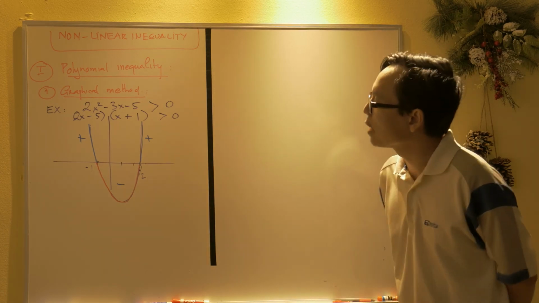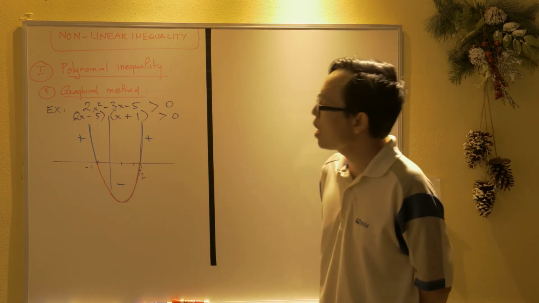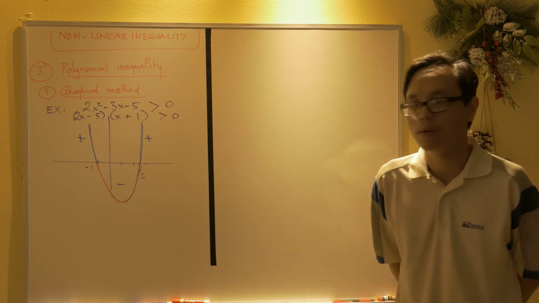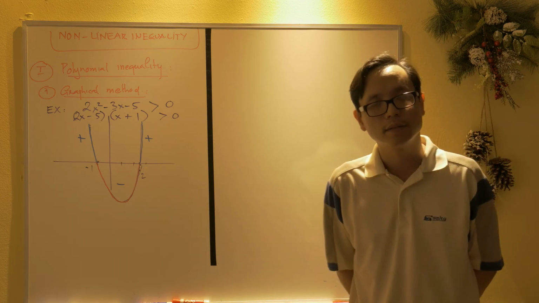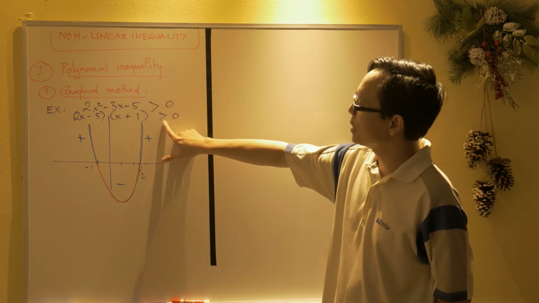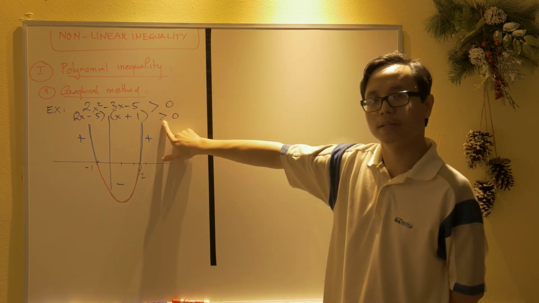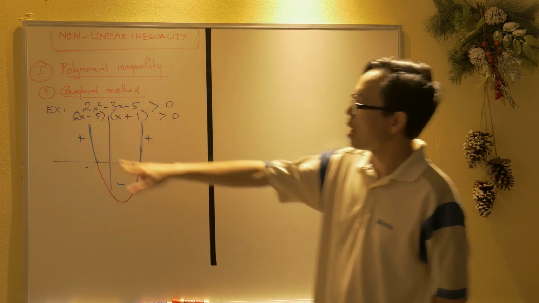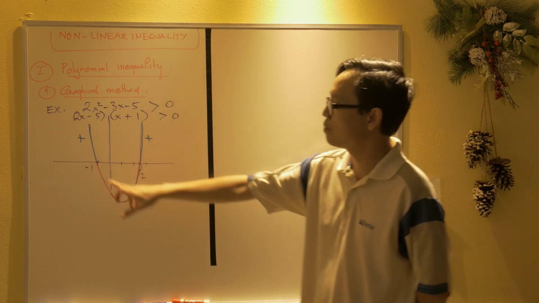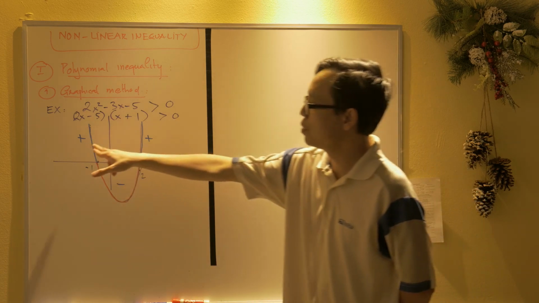The question is, how do I know whether we want it above the x-axis or below the x-axis? Of course, you have to look at the original sign. For the original sign, it is a positive sign because it's greater than 0. So we know that we want to pick the positive part. We don't want to pick the red part. We want to pick the blue part.